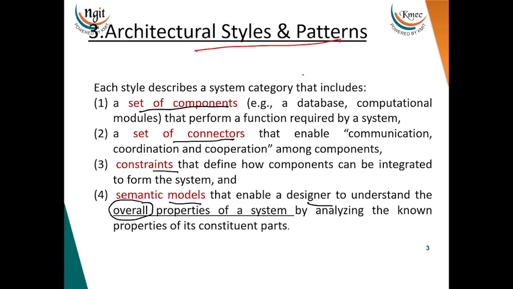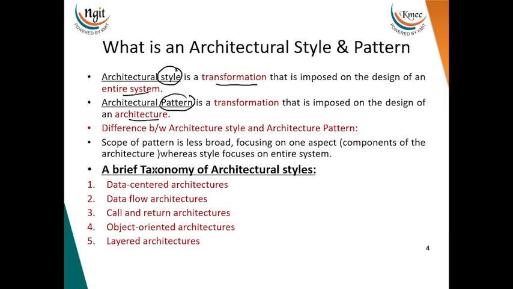Each style describes categories that include different styles, so we are going to discuss different styles. A set of components like databases, computational models and everything. A set of connectors: what type of connectors, how they communicate. Constraints: what conditions they are going to take. Component level integration, constraints, and the ability to understand the overall properties of the system. So each design has different methods. We are going to see the set of components, set of connectors, constraints, and semantic model, and the overall design. So what is an architectural style and pattern?